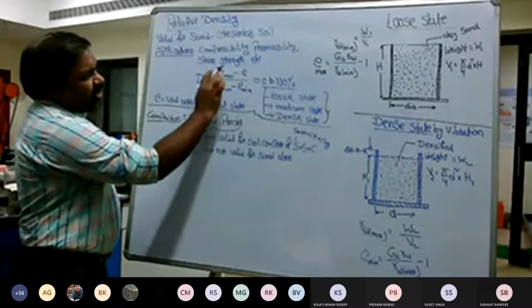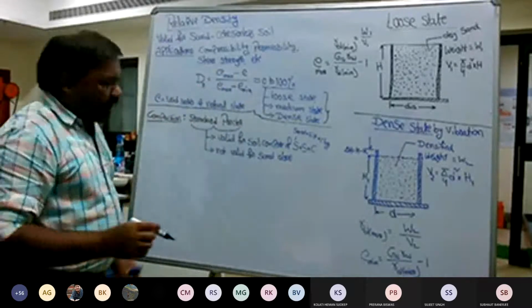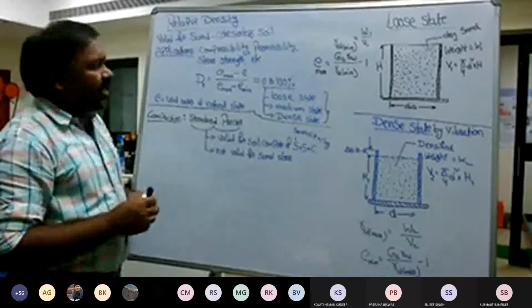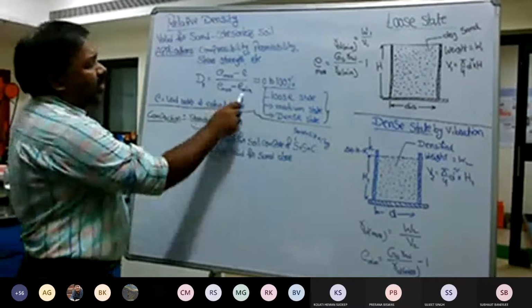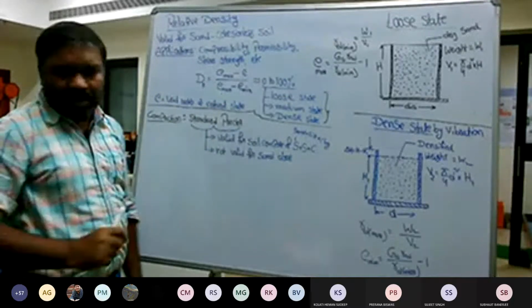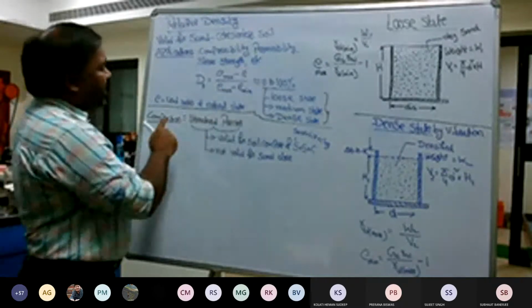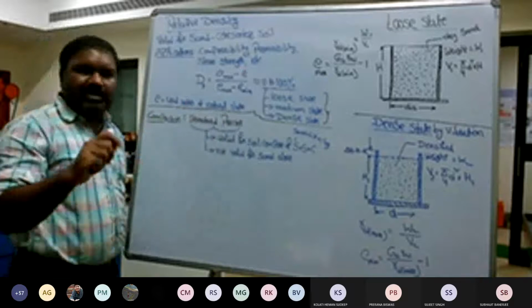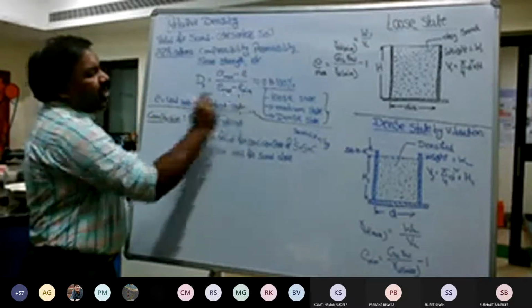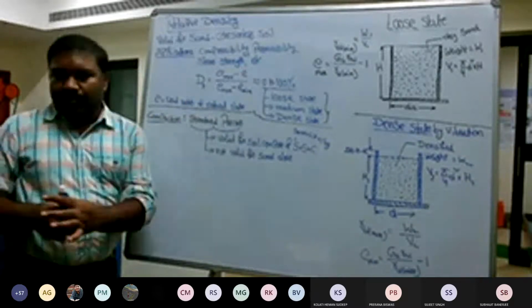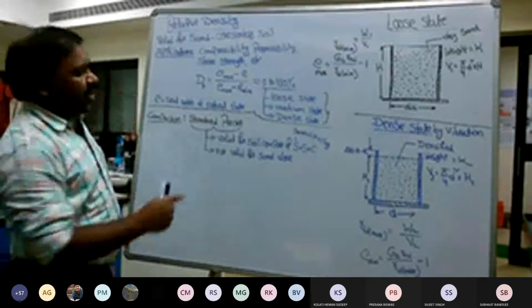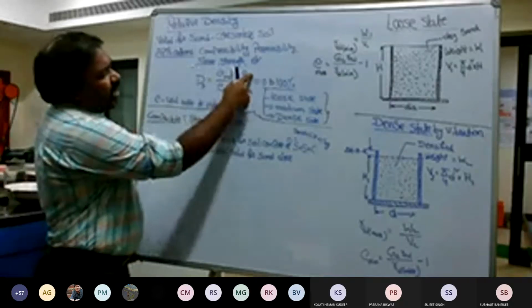So this is the basic definition of the relative density, which is defined as Emax minus E divided by Emax minus E minimum. Emax means the maximum void ratio. E is void ratio at the natural state, that is under the field condition. E minimum means minimum void ratio. Now there are three void ratios: maximum, natural state, and minimum.